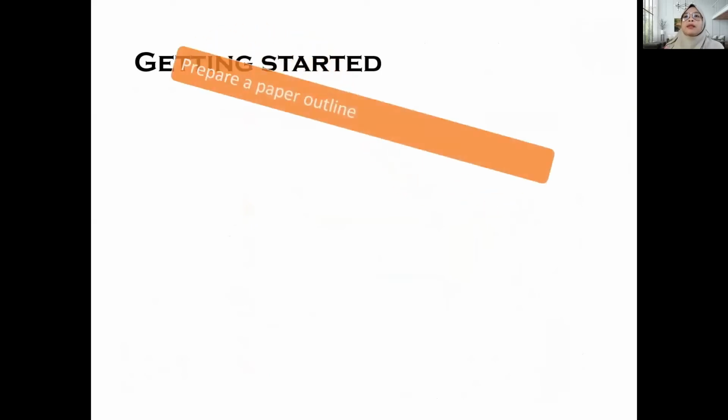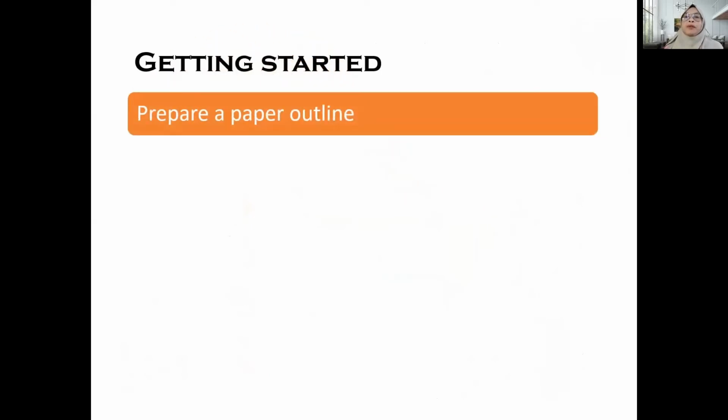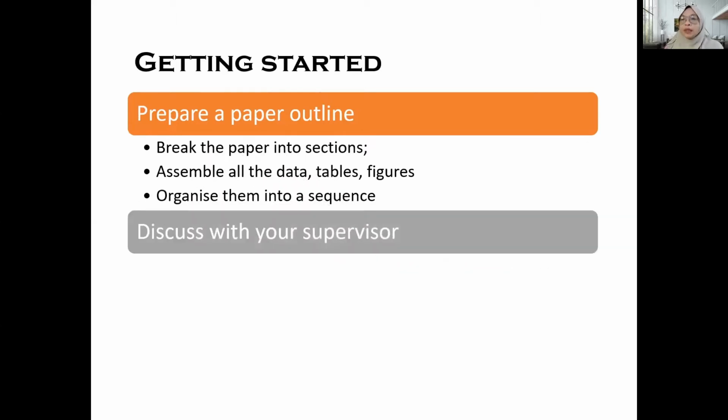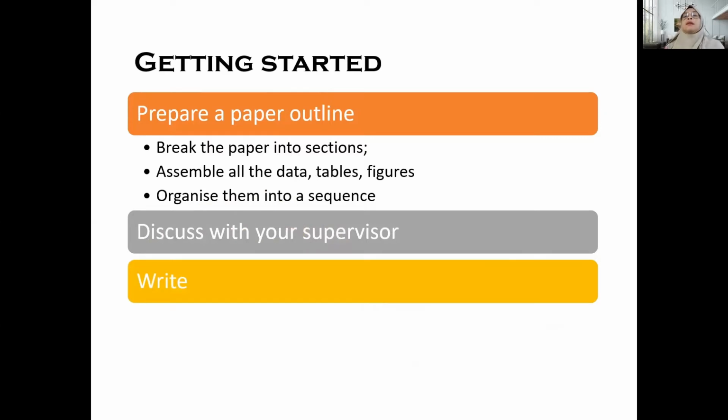So getting started, how to start? You prepare a paper outline, break the paper into sections, assemble all the data, tables, and figures, and organize them into a sequence. Then you discuss with your supervisor, write them, do a section at a time, and start with something easy.